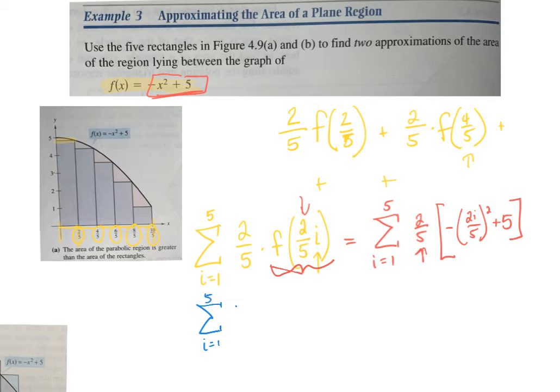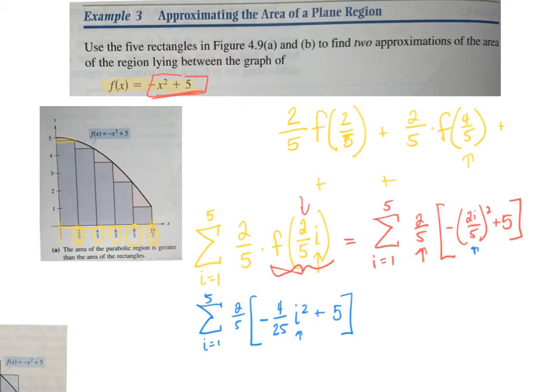All right, we have this 2/5. All right, I have negative, and I'm going to square this guy, right? So 4 over 25, yes, i squared plus 5. So far, so good? So what is i squared? And so that's what I'm going to plug in there.